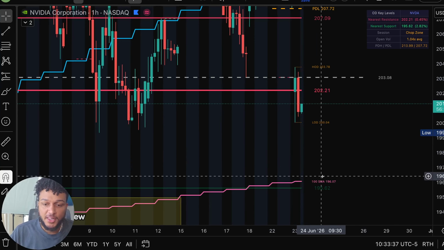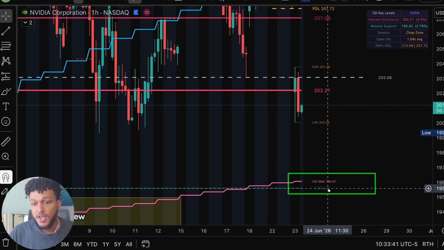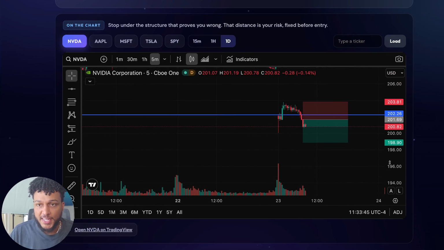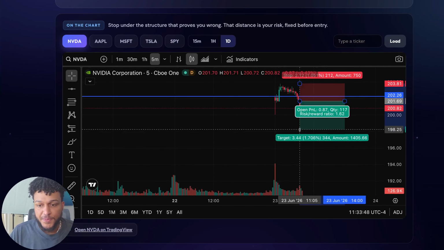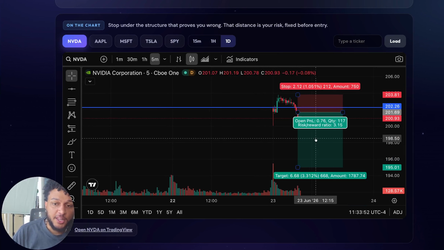But the next overall key level we marked out down here is the 100 SMA at 195.62. Going back over here to the other page, like we said, 195.62 is where the 100 SMA is sitting. If you had your take profit all the way down here around 195.62, that would put your risk reward at a 3.15 R trade. So you're risking $1 on the trade to make $3 in profit.